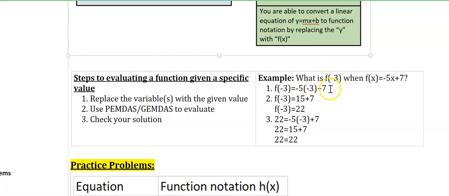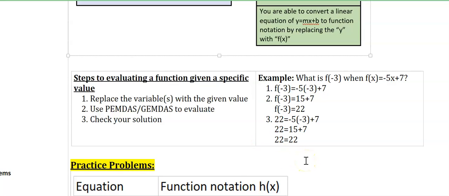And then I'm using PEMDAS to evaluate. I know I need to do -5 times -3 to get positive 15, and then I bring down that plus 7. Then I add 15 plus 7 to get 22. So f of -3 is equal to 22, and then I can check my solution to make sure it is correct.